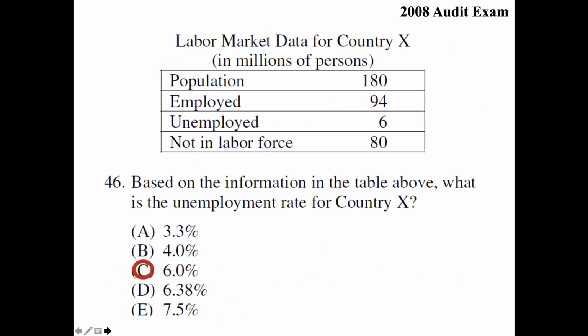Correct answer for this one is C, 6%. The total population is 180 million. You subtract out the 80 million who are not in the labor force. That gives you a total labor force size of 100 million, and then 6 of those 100 are unemployed.